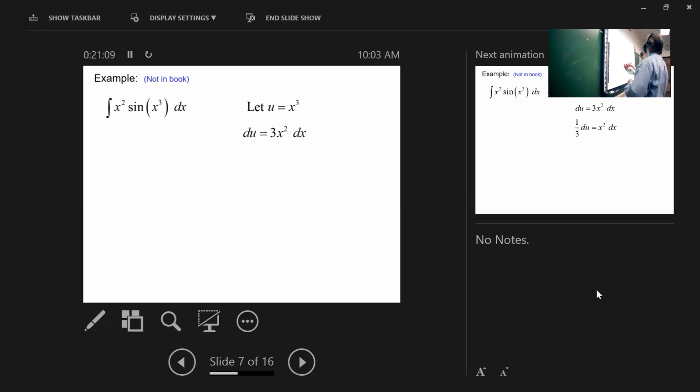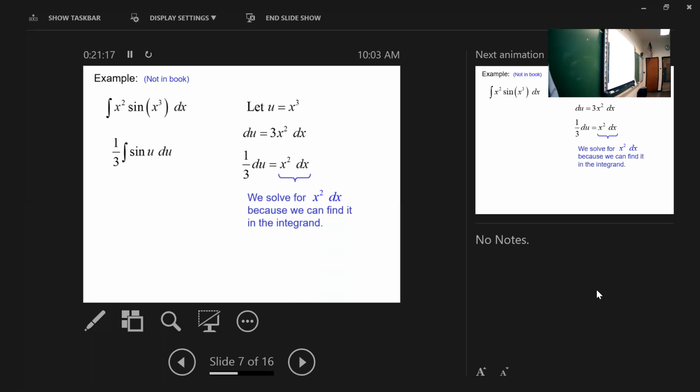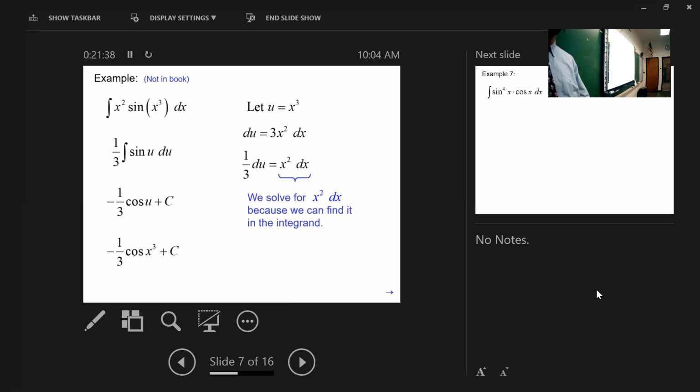So again, this problem was set up for you to succeed. So we get 1/3 sine mu because the 3x squared dx is d mu. Sine is the derivative of negative cosine. So you're here, and then you turn around and put what mu equals, which is x cubed, and you're finished.